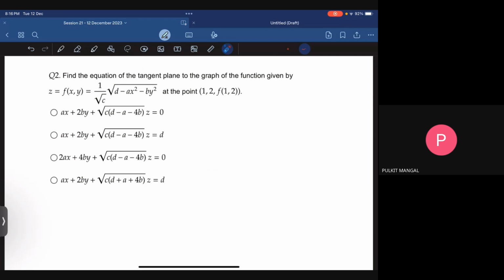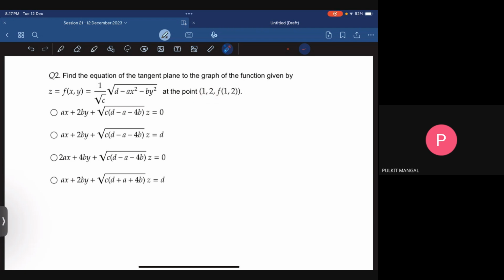Find the equation of the tangent plane to the graph of the function given by f of x comma y is equal to 1 by root c multiplied with under root of b minus ax square minus by square at the point 1 comma 2 comma f of 1 comma 2. As I told, when we have two variables and it is asking to find the tangent plane, the third component that will be given is the value of the function at the point 1 comma 2.